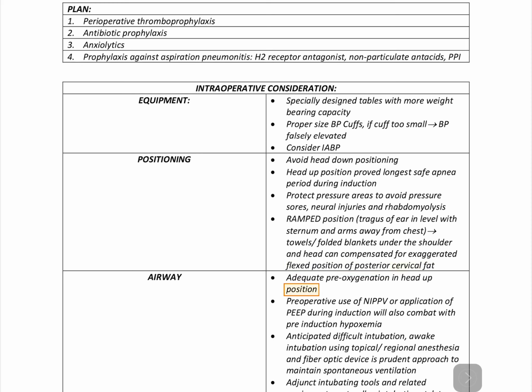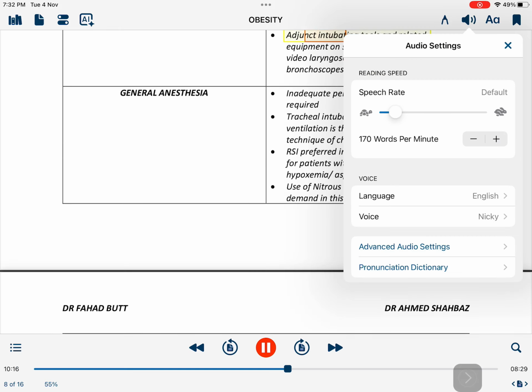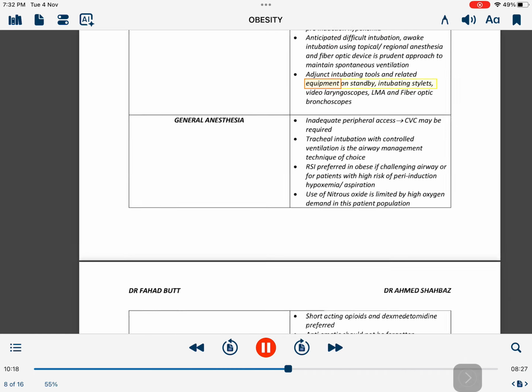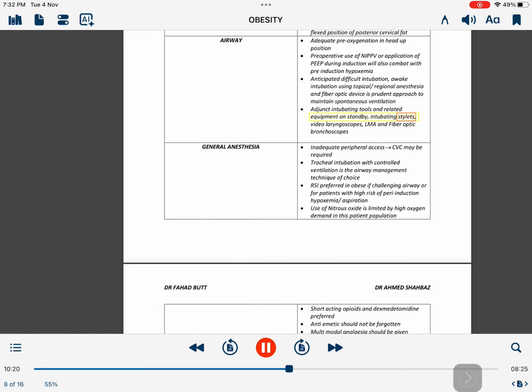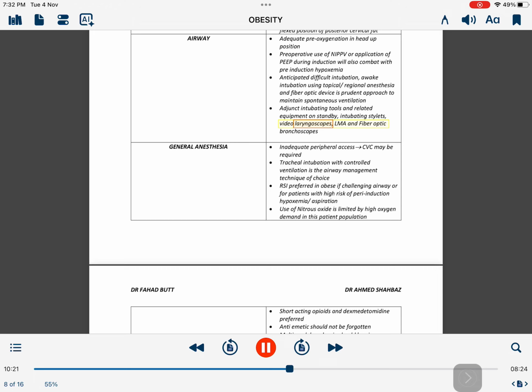Airway: adequate oxygenation and head-up position. Preoperative use of NIPPV or application of PEEP during induction will also combat pre-induction hypoxemia. For anticipated difficult intubation, awake intubation using topical regional anesthesia and fiber optic devices is a prudent approach to maintain spontaneous ventilation. Adjunct intubating tools and related equipment on standby: intubating stylets, video laryngoscopes, LMA and fiber optic bronchoscopes.